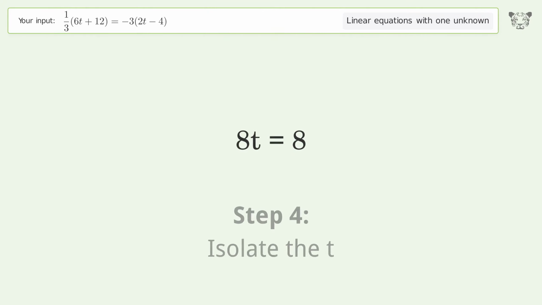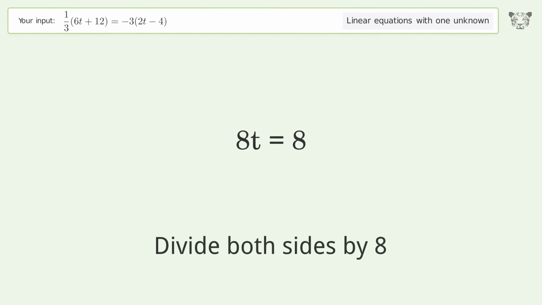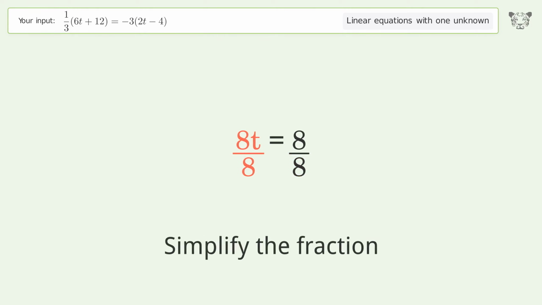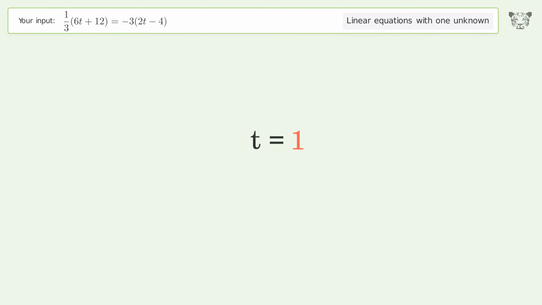Isolate the t. Divide both sides by 8. Simplify the fraction. And so the final result is t equals 1.